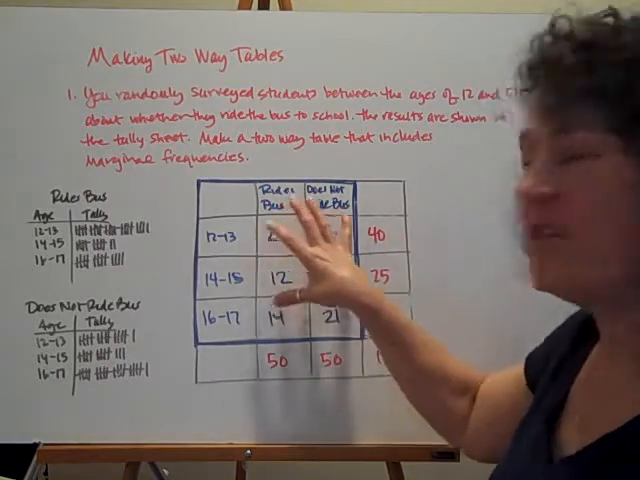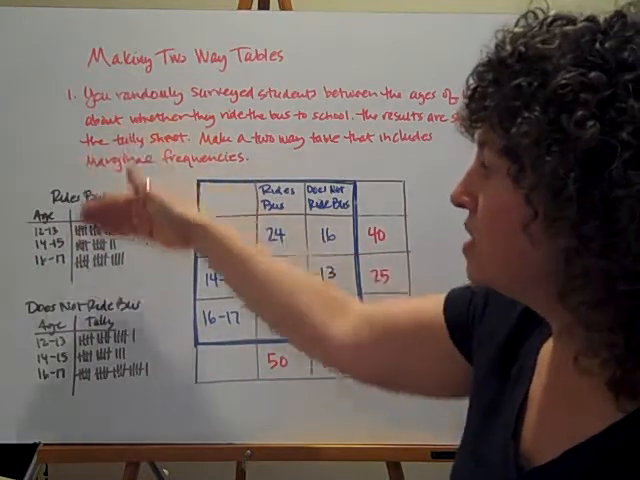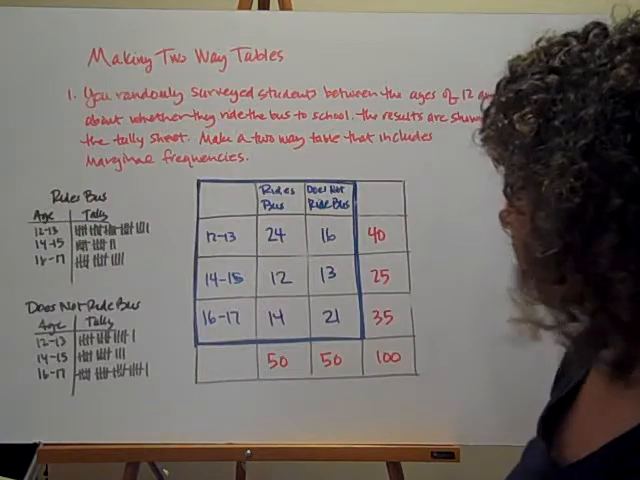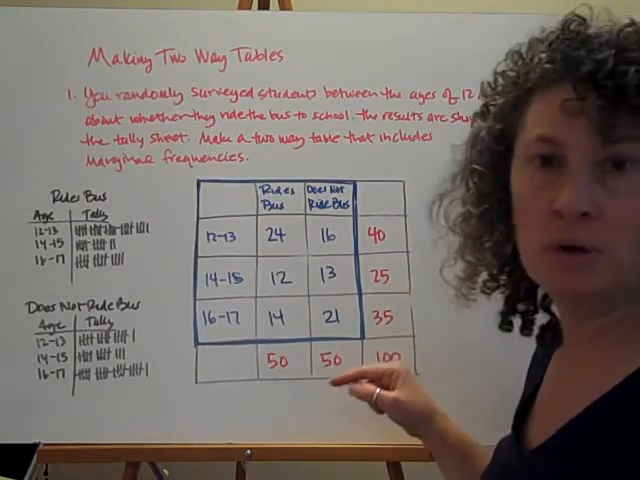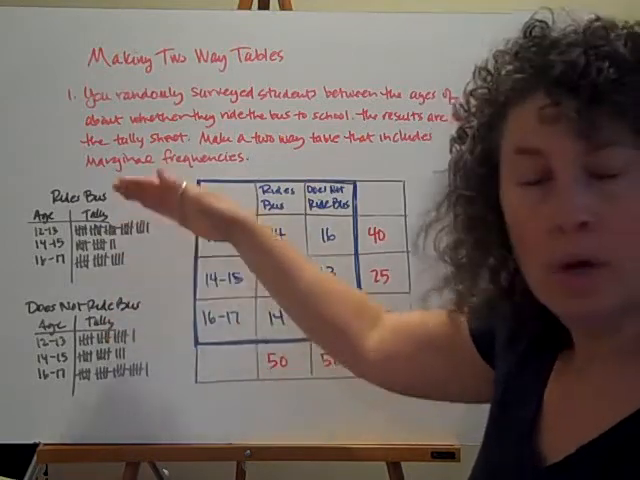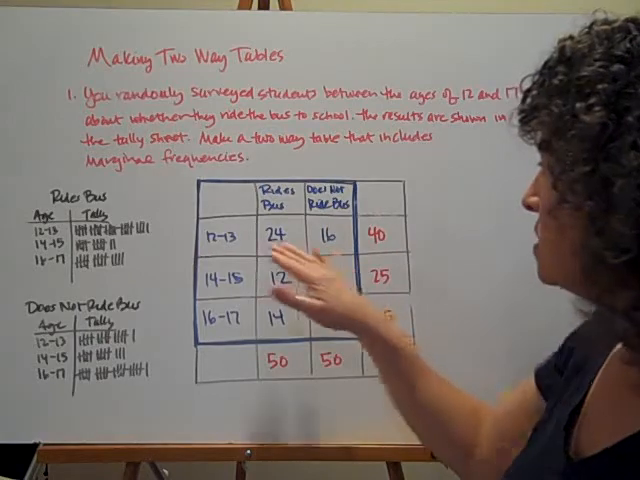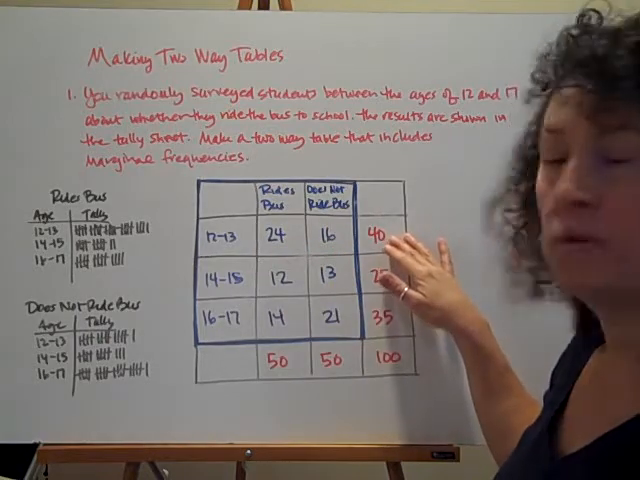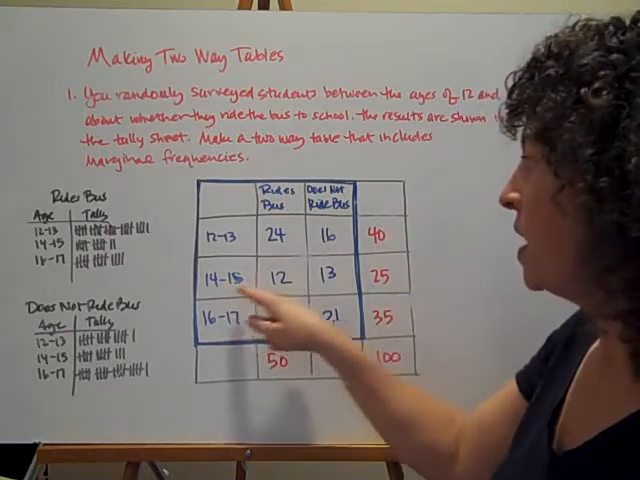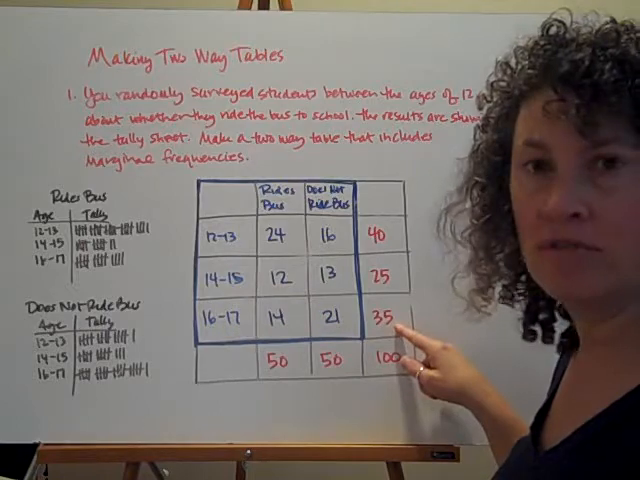So I've filled this in directly from my tally sheet, broken up into rides the bus and does not ride the bus, and then into my age categories. Now the marginal frequencies are on the outside. Instead of going from tally sheet to tally sheet, I was able to add vertically and horizontally. So I came up with a sum: 12 to 13-year-olds, there are 40 of them. 14 to 15-year-olds, 25. 16 to 17-year-olds, 35.